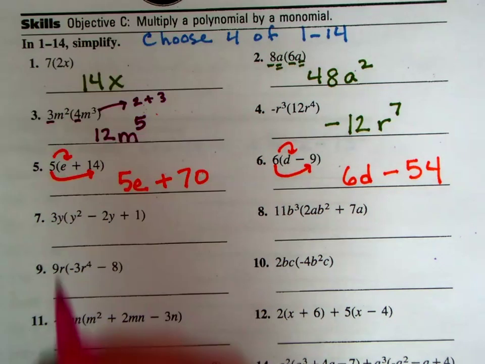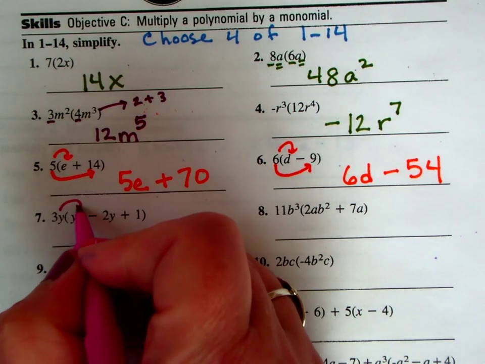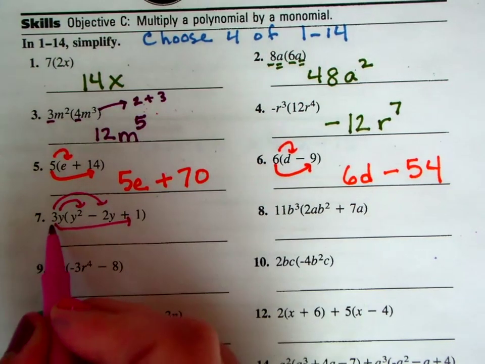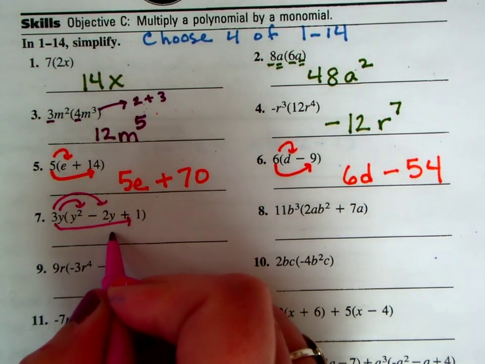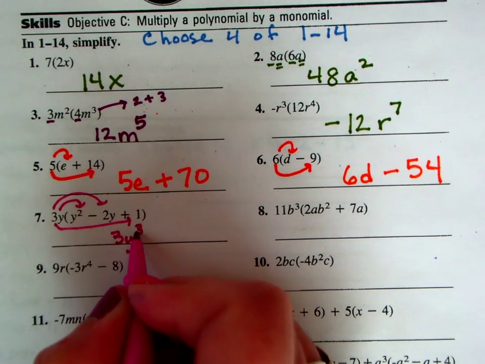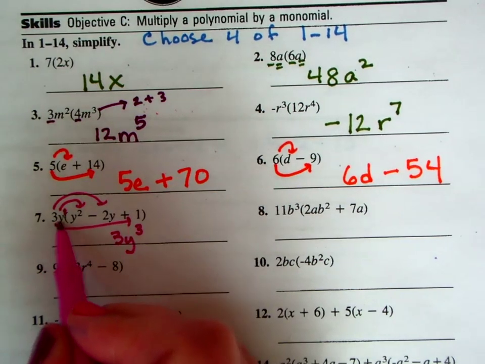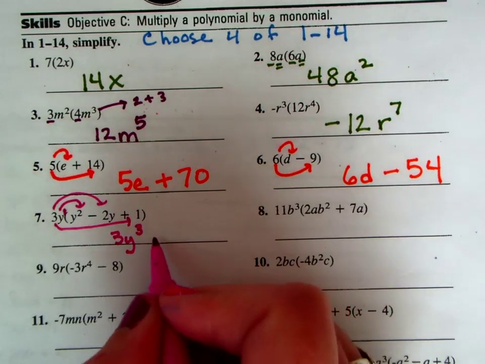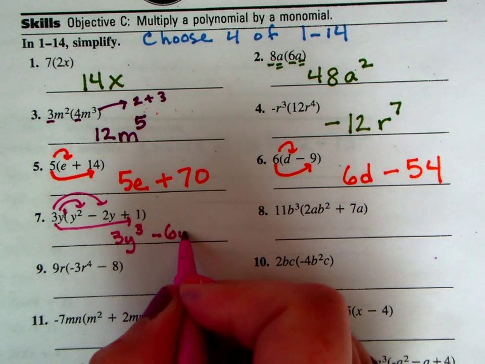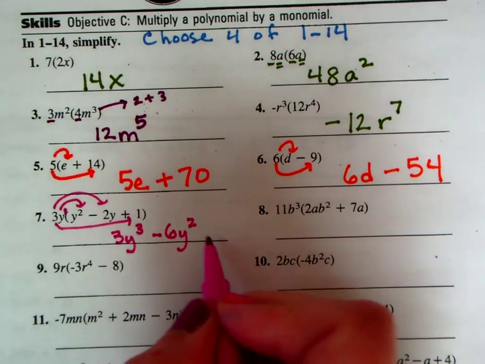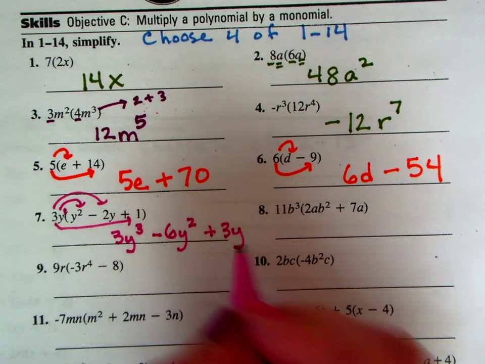Now, on these problems, you just did the distributive property 3 times. So 1, 2, and 3. So 3y times y is 3y to the third power, because this is, of course, y to the first. 3y to the first times a negative 2y is negative 6y to the second power. And 3y times 1 is plus 3y.